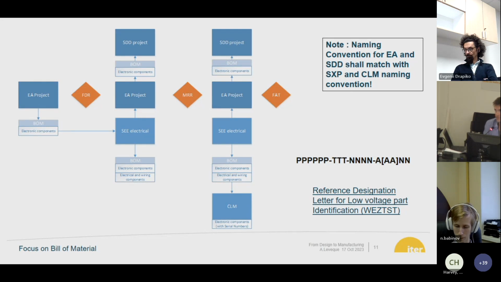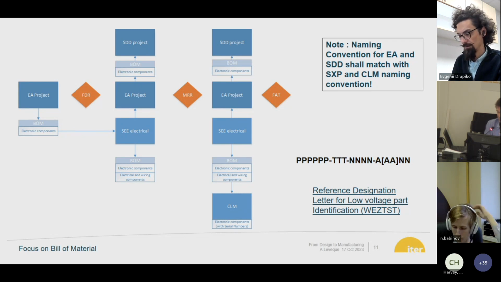Even the terminal box, the terminal board, is a bit too detailed to be put in the EA project. But we need to, so the SE Electrical will be the only source of bill of material. And if there is a change in the SE Electrical, it should be retrofitted to the EA project. And we also have to keep the consistency with the SDD project. So this is a point that we have noticed recently, that we need to align, very important, the naming convention for EA and SDD on one side, and SXP and CLM.